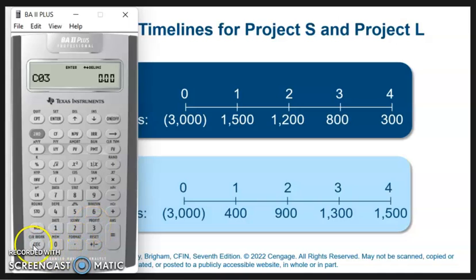Whoops, I can clear it out since I made a mistake. 1,300, enter, and then down arrow twice. C04 is 1,500. Enter. NPV, and I is 10%. Enter, and then down. And then we compute. We get 108.67.